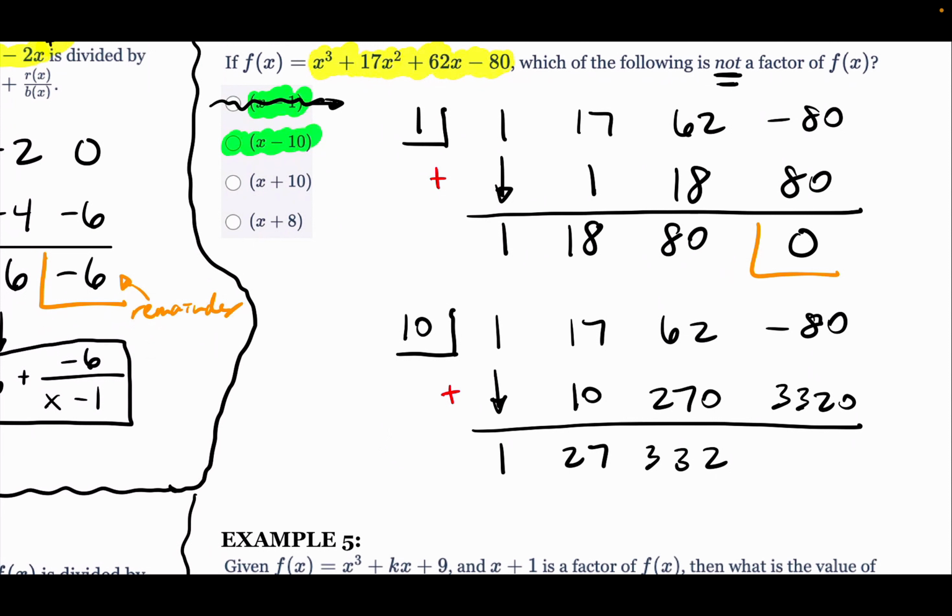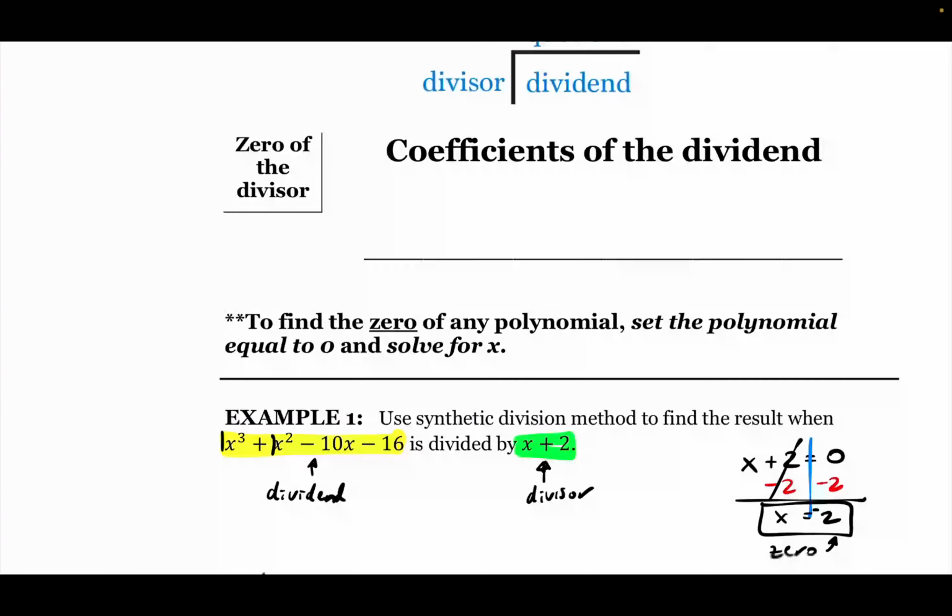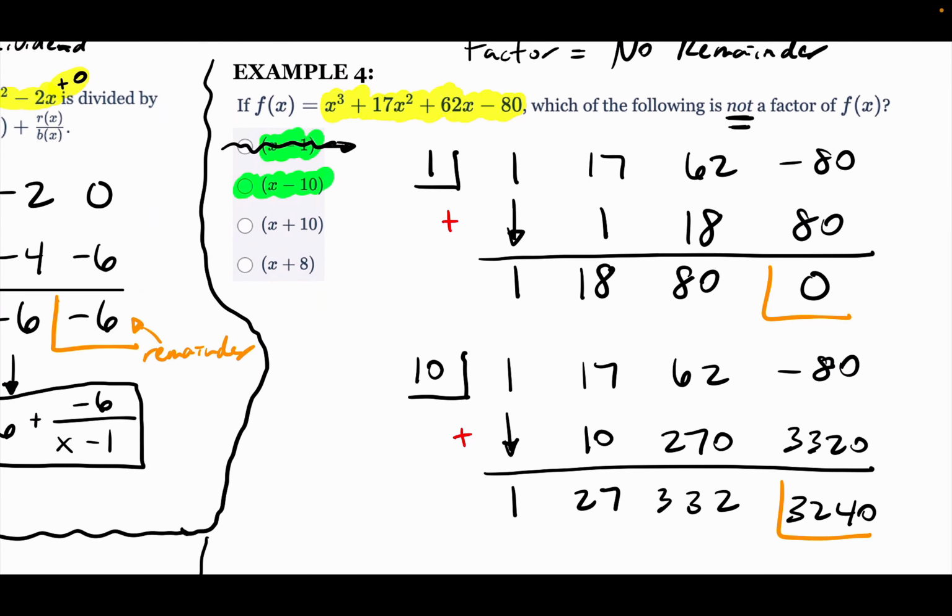So do I even have to do the math here? No, why not? Because is it going to be a 0 again? No, it's going to be a number, right? The number you're going to get is 3,240. That's the remainder. So is this one a factor? It's not a factor. So this is our guy. So we're going to check this box. That's our guy. We don't even have to go to the next two because there's only one answer for these guys. Okay?